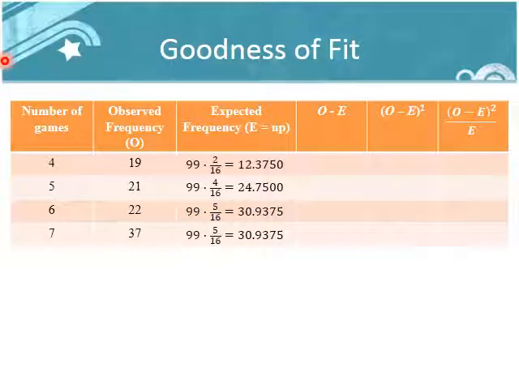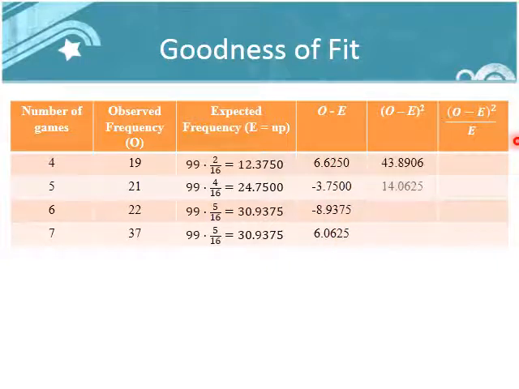But now the rest of this column is the same as what we did before. We'll take our O column minus our E column, and put that in our next column here. So we get 6.625 is the difference between the O and the E for 4 games, etc., etc. The next thing we do is square each of these O minus E. And finally, take each of these O minus E values and divide them by the E value that we came up with earlier.